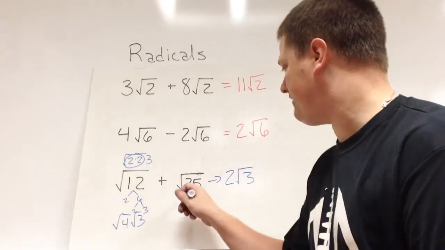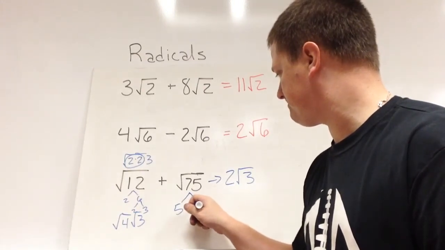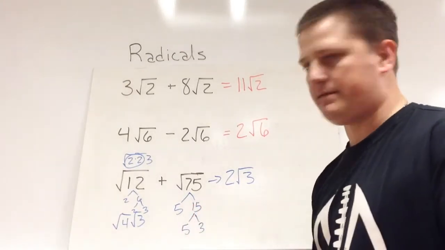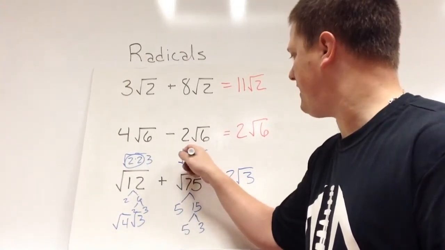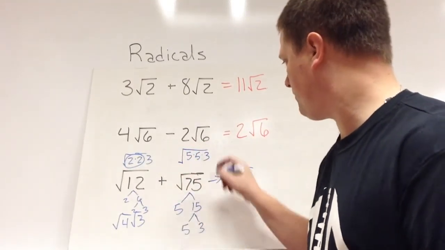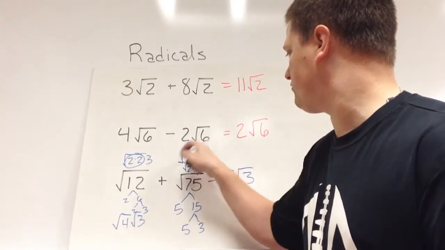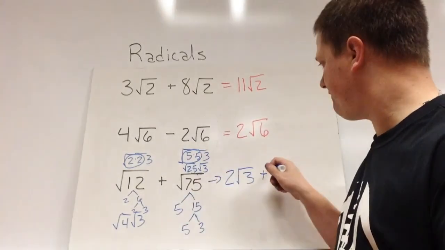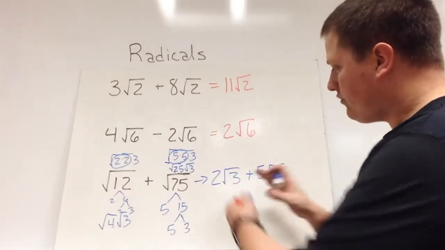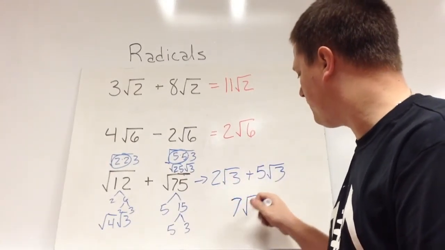Now we've got to do 75. 5 and 15. 5 and 3. So we've got the square root of 5 times 5 times 3, which would be the square root of 25 times the square root of 3, as those are doubled, which is going to give us plus 5 square root 3, because we're going to square root that 25. So now both have square root of 3, meaning we can add them. This is 7 square root of 3.